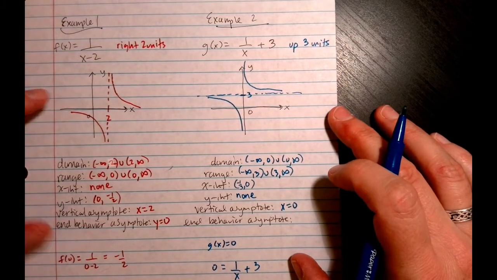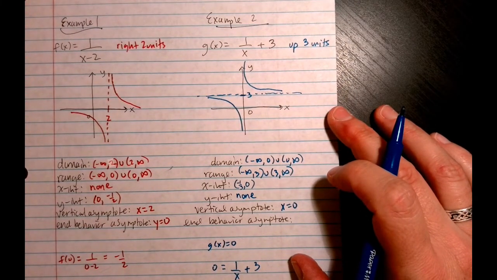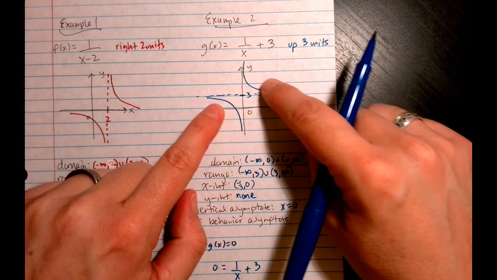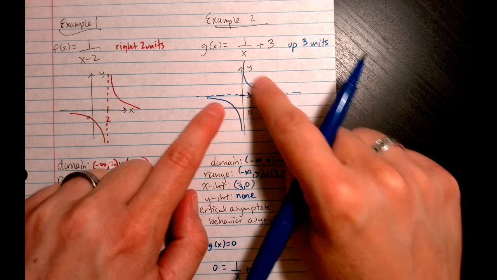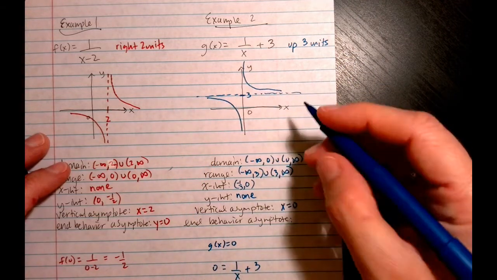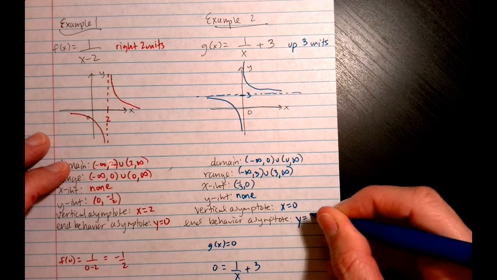Last but not least, let's look at our end behavior. Our end behavior has been modified. Look at the ends of my graph. They're not going to the x-axis. They're now approaching this 3 value at the ends. So instead of saying y equals 0, I'm going to say y equals 3.